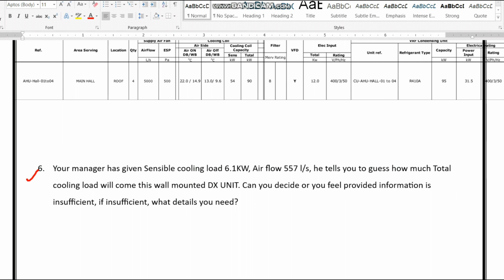for this wall mounted DX unit. Can you decide, based on these two data, airflow and sensible cooling load, approximately like a thumb rule, how much the total cooling load will be for this wall mounted unit? Or, if the information provided is insufficient, what details do you need to ask your manager? That is a very basic question for you.